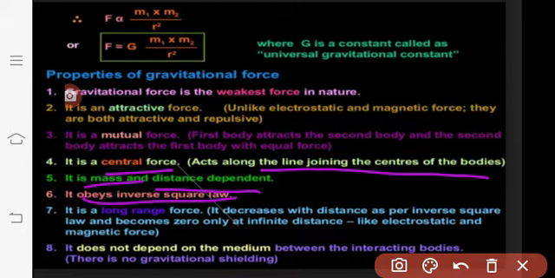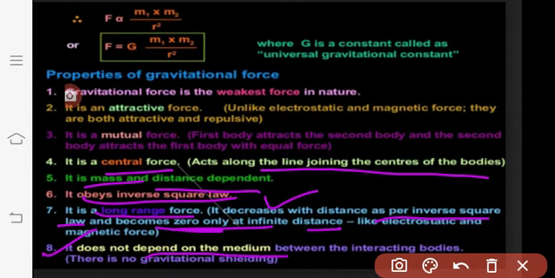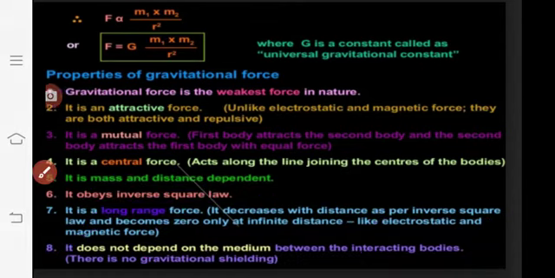Now it is mass and distance dependent. It obeys the inverse square law. It is a long range force. It decreases with distance as per the inverse square law, and it becomes zero at infinite distance. It does not depend on the medium between the interacting bodies, which means there is no gravitational shielding.